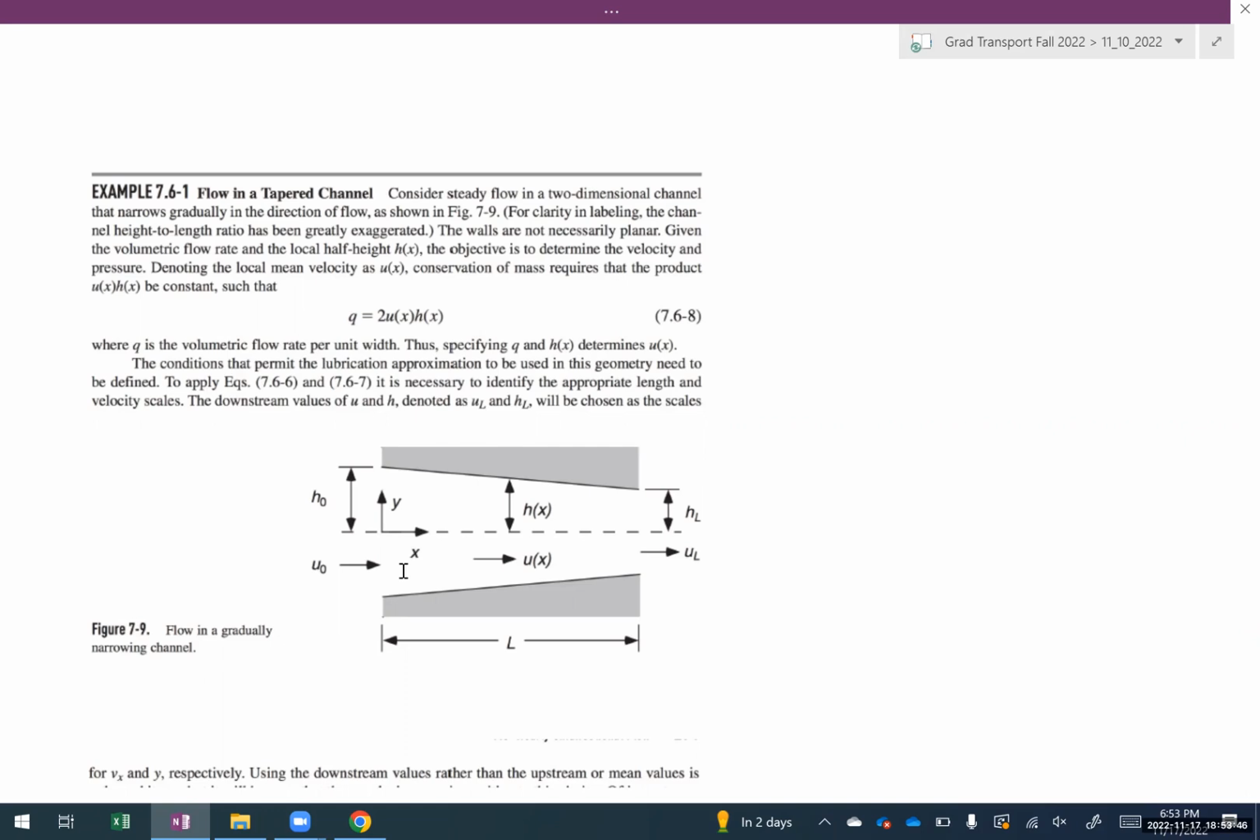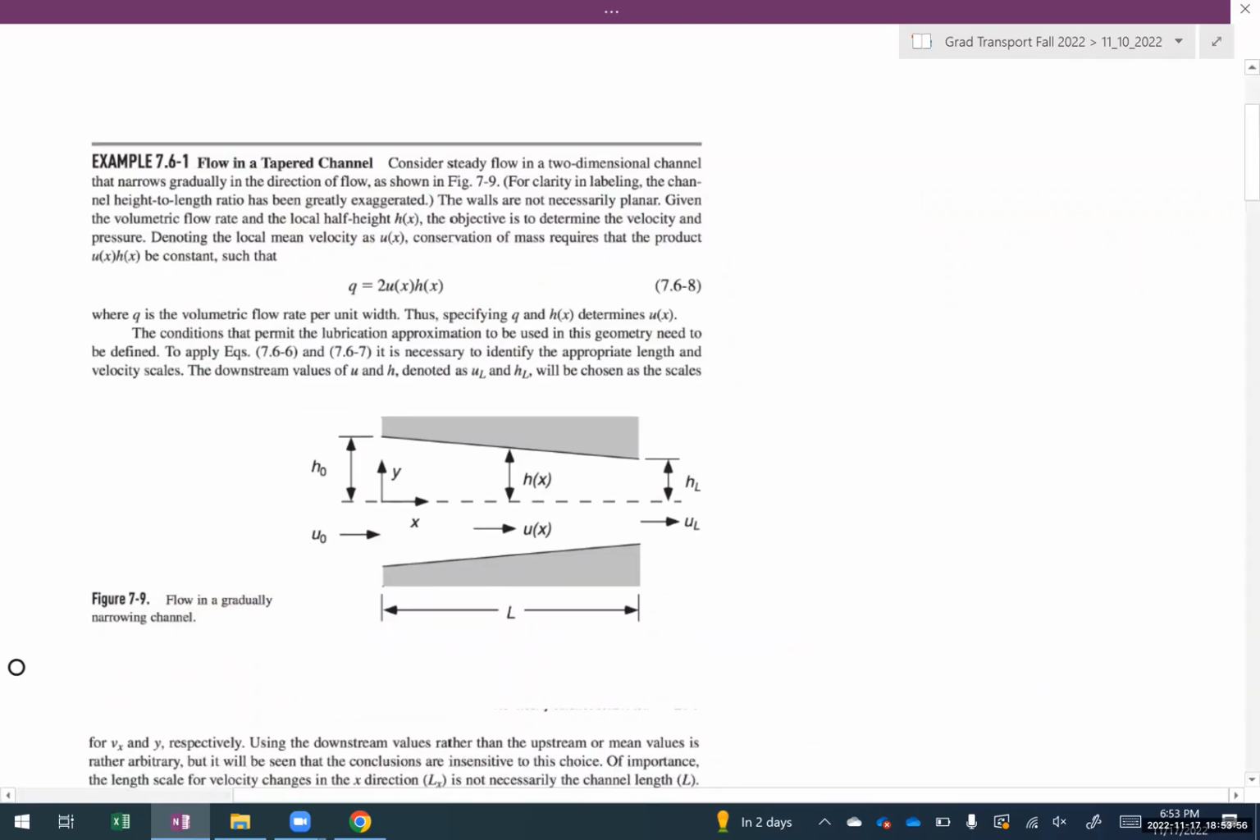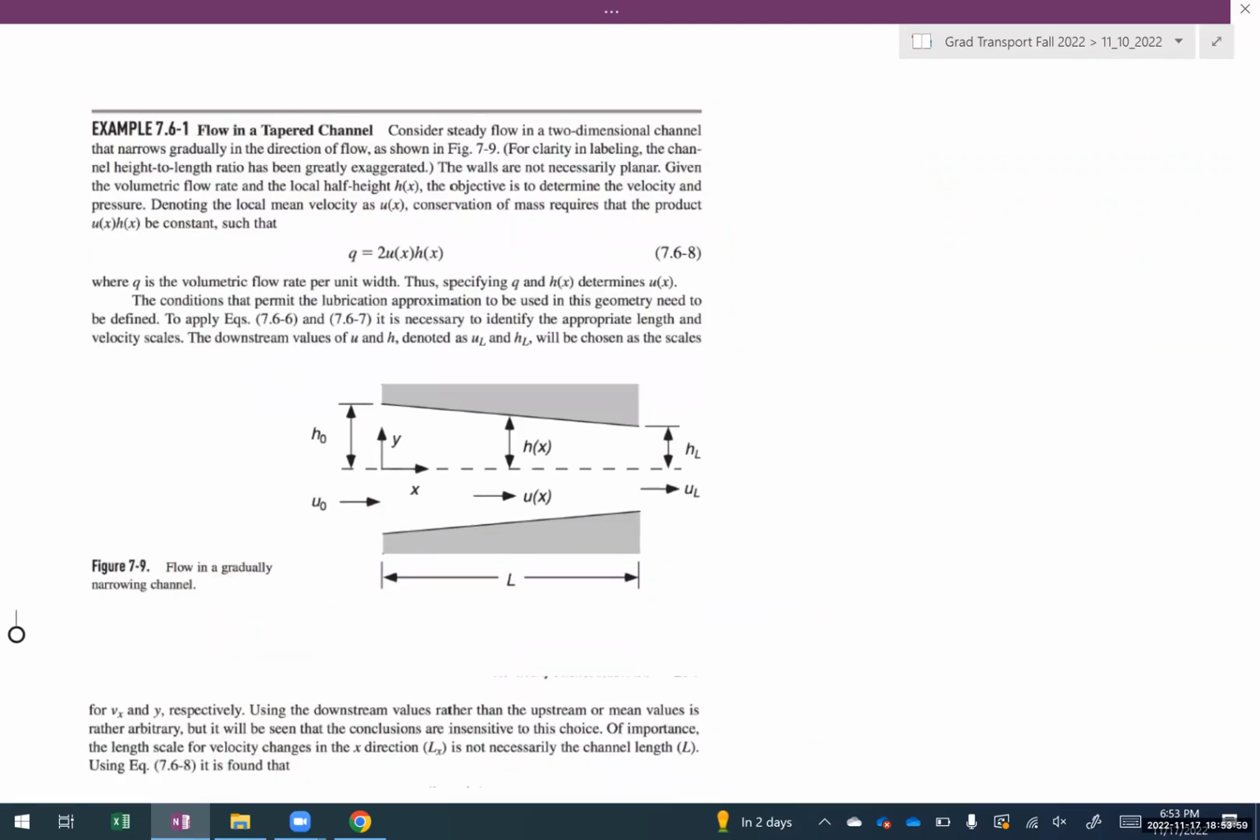Okay, so the problem is: consider the steady flow in a 2D channel that narrows gradually in the direction of flow. So the walls are not necessarily planar. That's fine. Given the volumetric flow rate and the local half height h of x, the objective is to determine the velocity and the pressure. So the objective is to determine Vx as a function of x comma y and p as a function of x. The goal is to determine these.